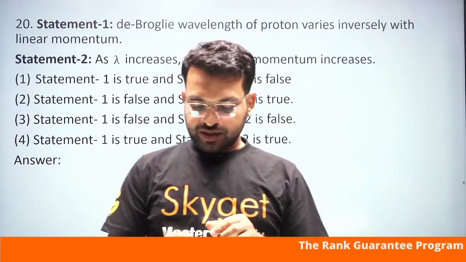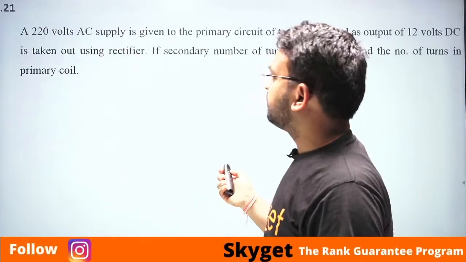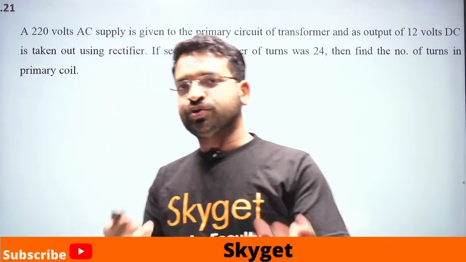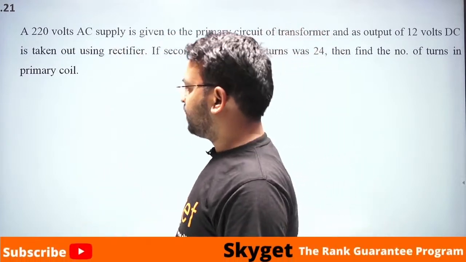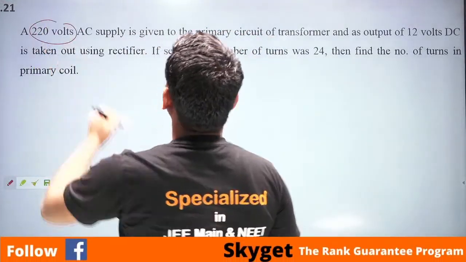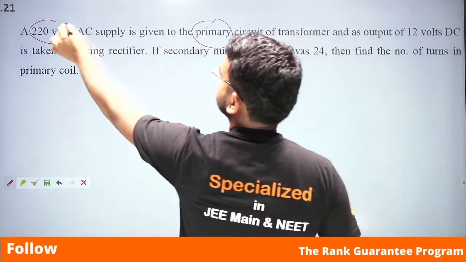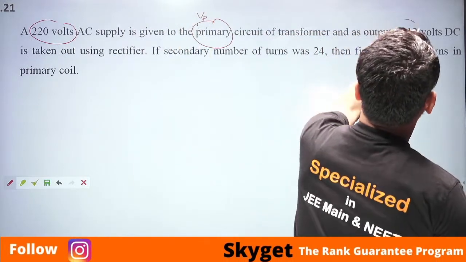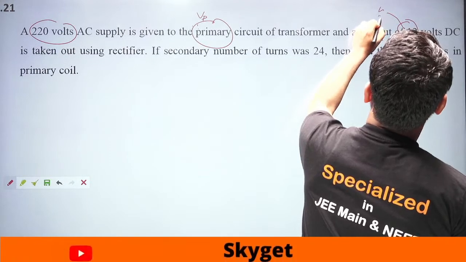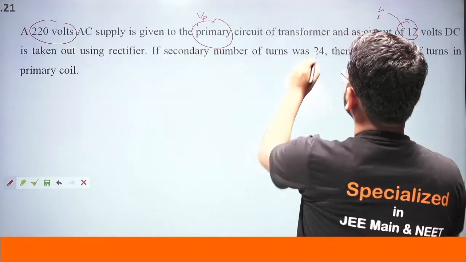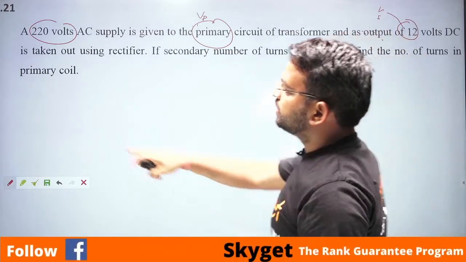Okay, so I hope you understand the questions up to number 20. Let's see what the different questions are, and we will try to do the questions orally. So there is one question over here. For an AC circuit, we have a 220 volt supply given to the primary. It means this is your primary voltage of the transformer and the output is this much. So this is your secondary voltage, right? Using a rectifier. If the secondary number of turns is 12, then find the number of turns in the primary coil.